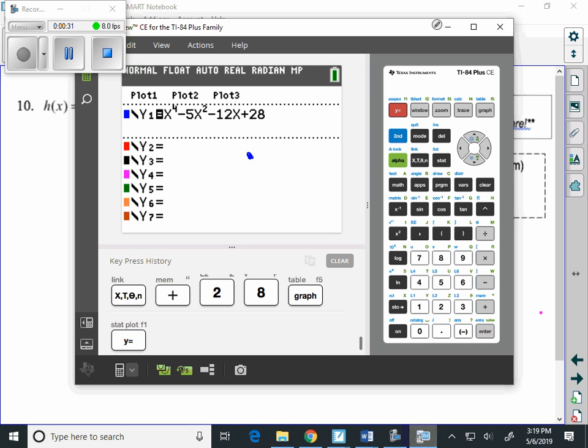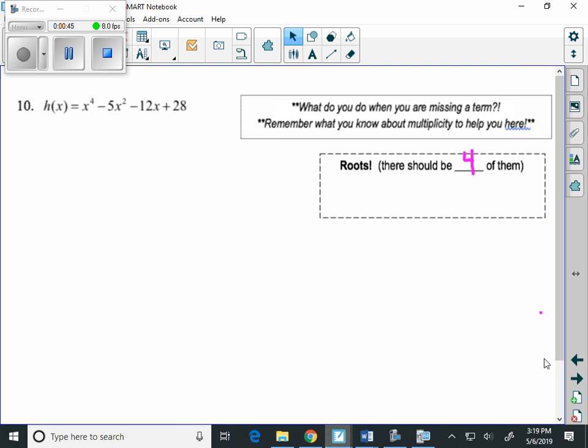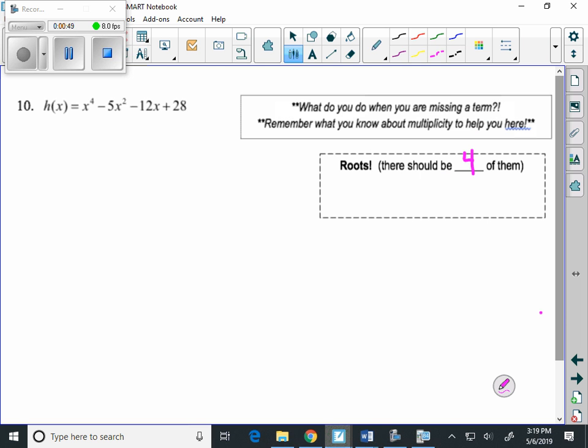And when we type in the function, here is our function. We type it into the calculator and we draw the picture, we get this picture. And what we can see is that there's a root here at 2. But if we look up here at our box, it says two things. It says, what do you do when you're missing a term, which we'll deal with in a moment, but it also says, remember what you know about multiplicity to help you here.